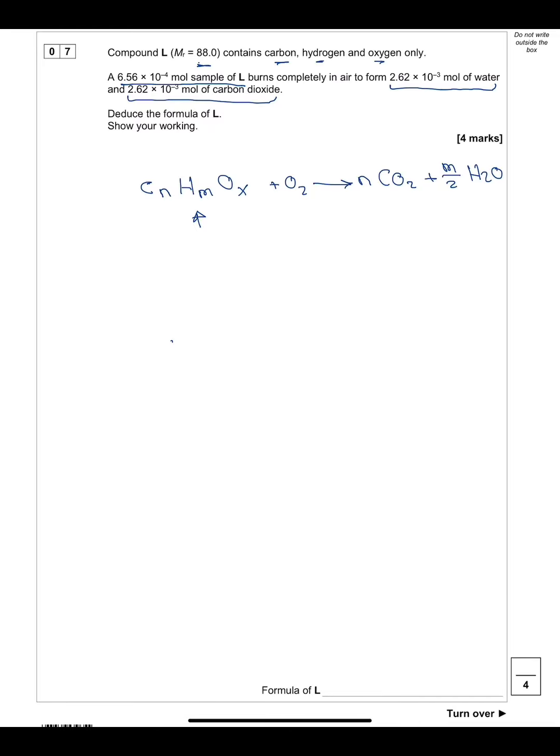So now we know how many moles of carbon dioxide were produced. And if we divide the moles of carbon dioxide produced over the moles of the compound reacted, that will give us this ratio.